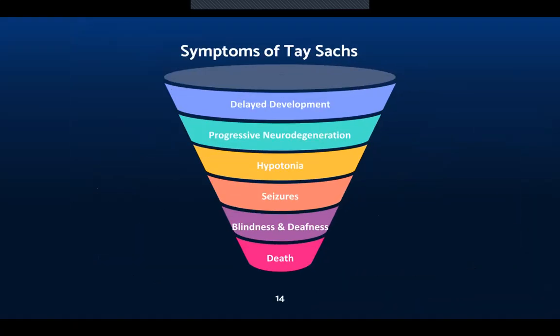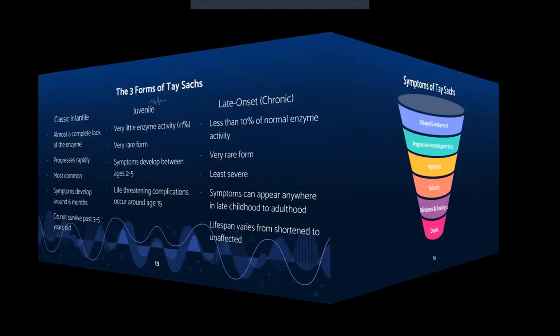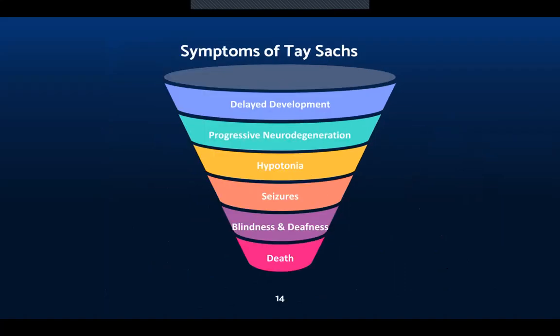Many of the symptoms associated with Tay-Sachs are those of the infantile form, which is the most severe. But some of the symptoms listed above are observed in the juvenile and late onset forms as well. For example, individuals with juvenile Tay-Sachs may begin to lose their sight and experience seizures. The symptoms of each form will be discussed next.